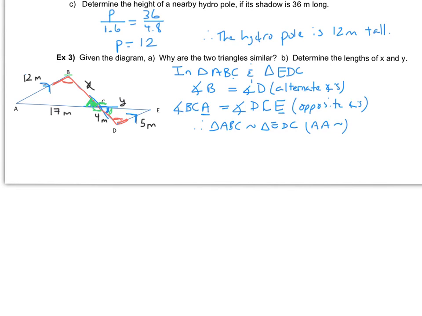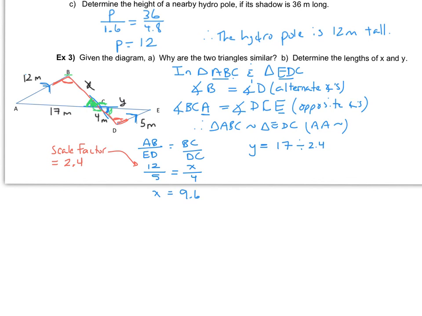Now, I've almost reached my time limit here. See if you can figure out which sides should correspond to each other. Based on how I wrote the triangles, AB should correspond to ED, and so on. BC has to correspond to DC, and then you're going to use that information to solve for X and Y, or get your scale factor just based on sides that match.